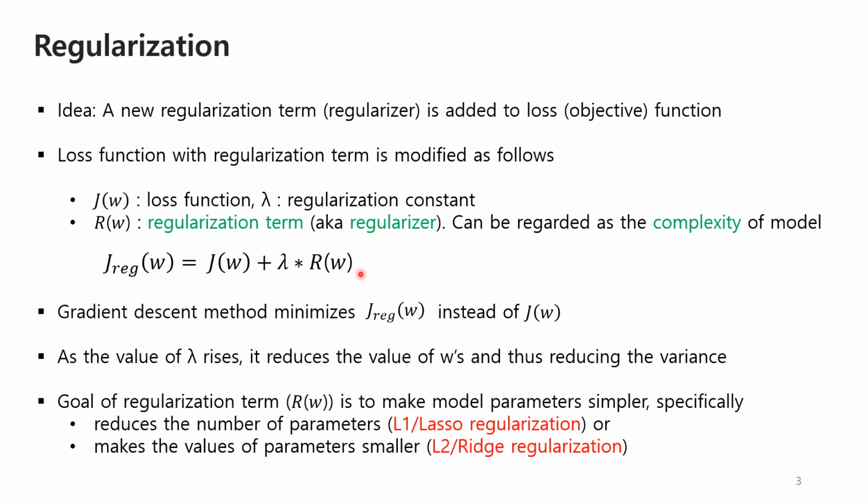So you may wonder what this means. I'm going to explain this in more detail on the next slide. So anyway, RW represents the complexity of the model, and there are two famous approaches to define this RW. The first one is L1 and the second one is L2.